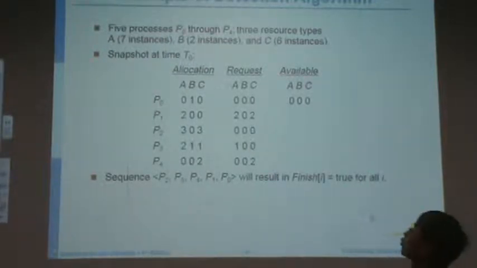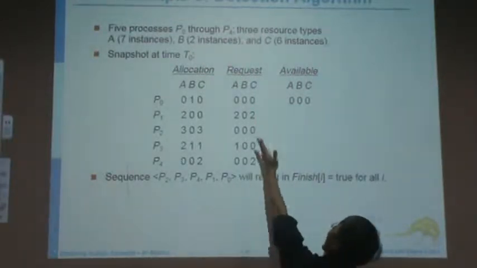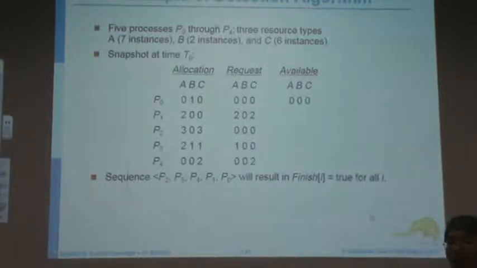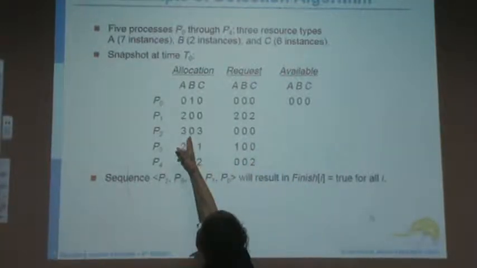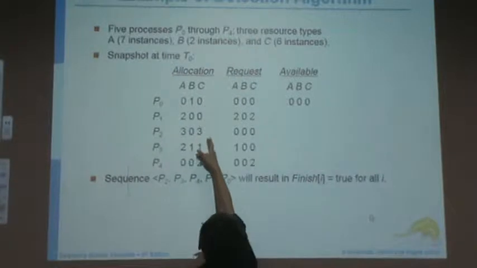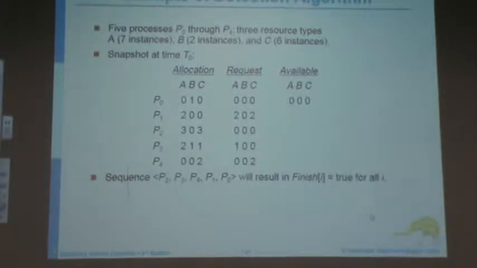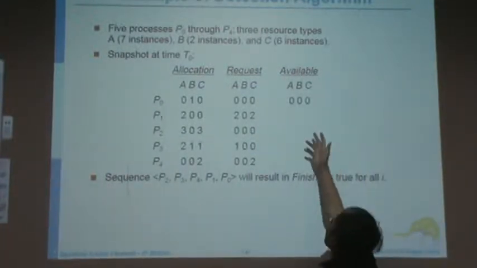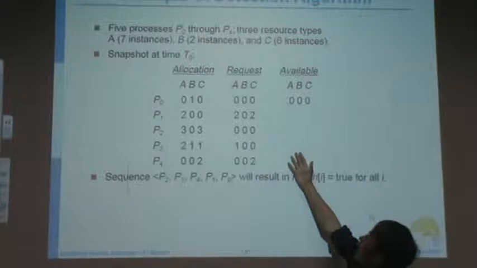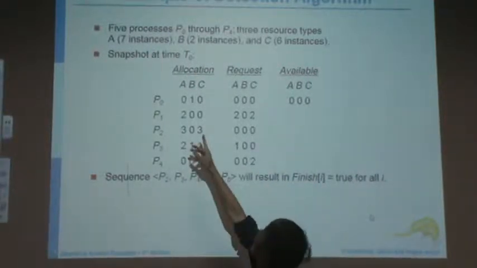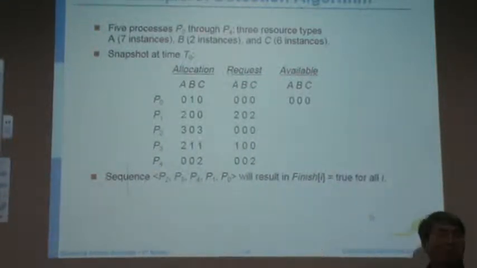P1 is holding 2 of A, and it's currently requesting 2 of A and 2 of C. It's waiting. P2 is also holding 3 of A and 3 of C, and not requesting, which means P0 and P2 will eventually be completed. Even though we do not have the available resource now, eventually there might be available resource, at least 3A, 1B, and 3C. Then P0 and P2 may not cause any problem.